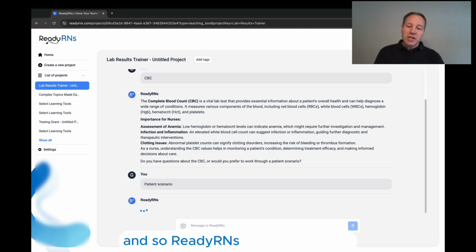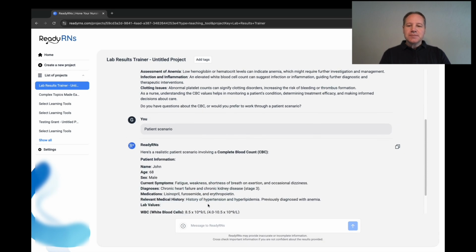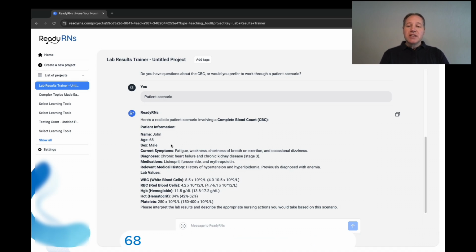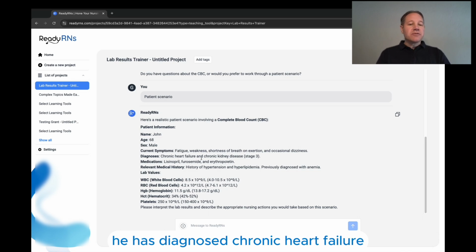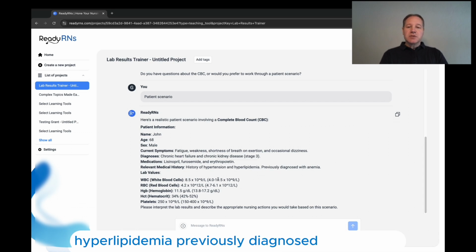And so ReadyRNs is now drawing up a simulated situation involving a CBC. So here we have patient information. Name's John, age 68, male. Current symptoms: fatigue, weakness, shortness of breath on exertion, and occasional dizziness. He has diagnosed chronic heart failure and chronic kidney disease. Medications are lisinopril, furosemide, and erythropoietin. Relevant medical history: hypertension, hyperlipidemia, previously diagnosed with anemia.